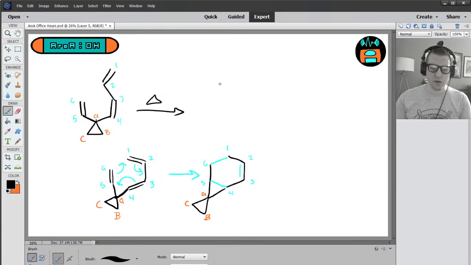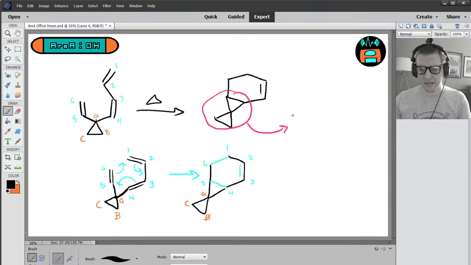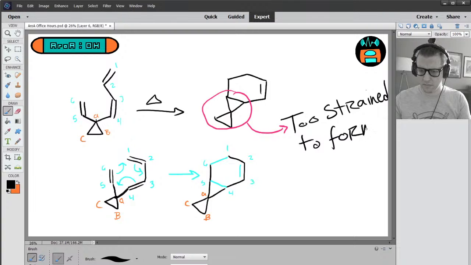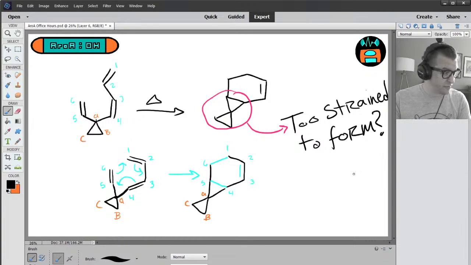So I don't know what the steric strain is for this kind of dicyclopropane system. I know cyclopropane by itself is super strained. This might be too strained. So I'm going to put too strained to form. That's what I would honestly ask your lecture instructor. I don't know if they're doing that level of analysis or if they expect that level of analysis from you.